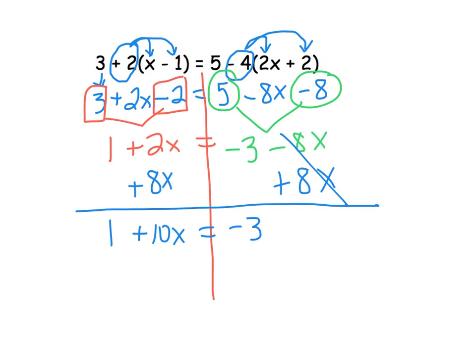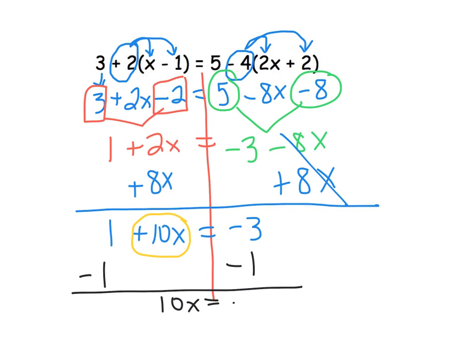Okay, so now I'm getting closer. My goal is to solve for x. I'm going to circle the x term now that it's all on the left side. I've got to move any other term that is on the left side. Right now I've got a positive 1 that needs to be moved. So the inverse of adding 1 is to subtract 1 on both sides. Bring down, and I've now got 10x equals -4.